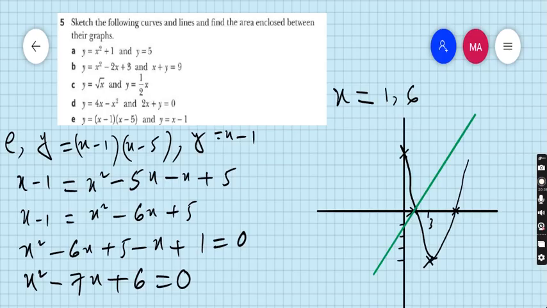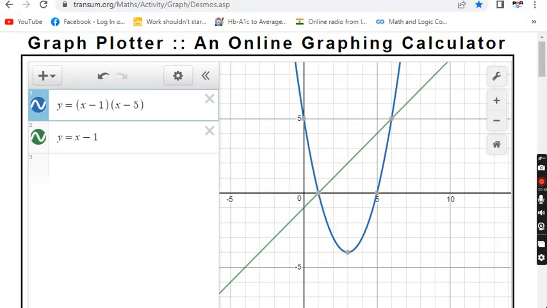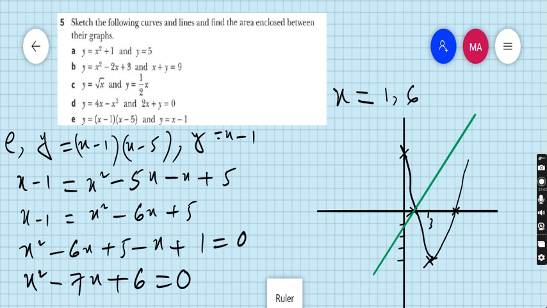And you can see we have to integrate the function from 1 to 6. Where is 1? Where is 6? This is 1 and this point is 6. So we have to find the area of this region. 1, 2, 3, 4, 5, 6. This is 6, and the graph should be like this. And this is 1. So we have to find the area of this shaded region.